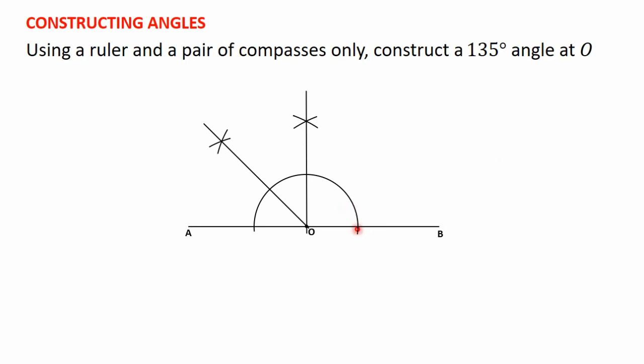Now you can see that the angle between this point and this point is 90 degrees, and the angle between this point and this point is 45 degrees. 45 degrees plus 90 degrees will give us 135 degrees. So if we call this point here point C, then we can say that angle COB is equal to 135 degrees. So the angle formed along this line is 135 degrees.